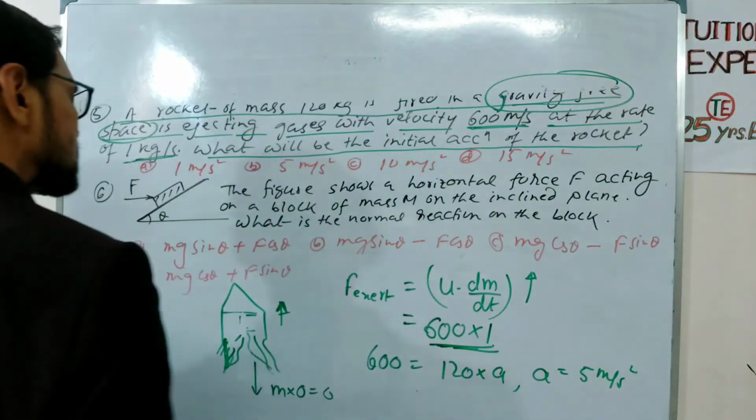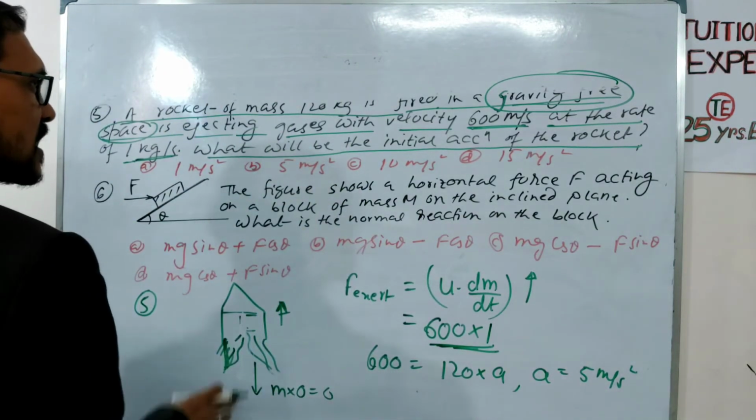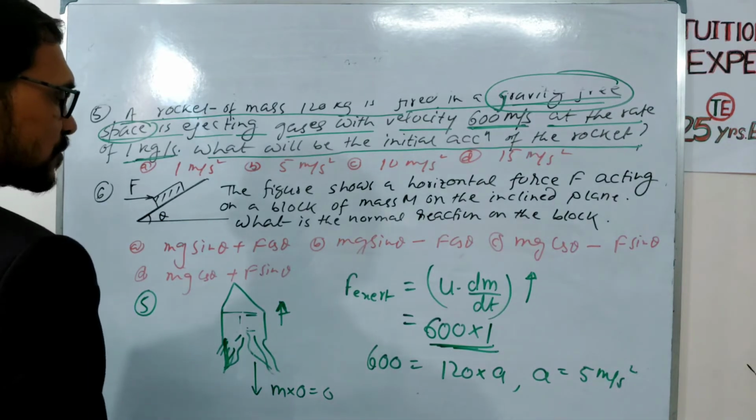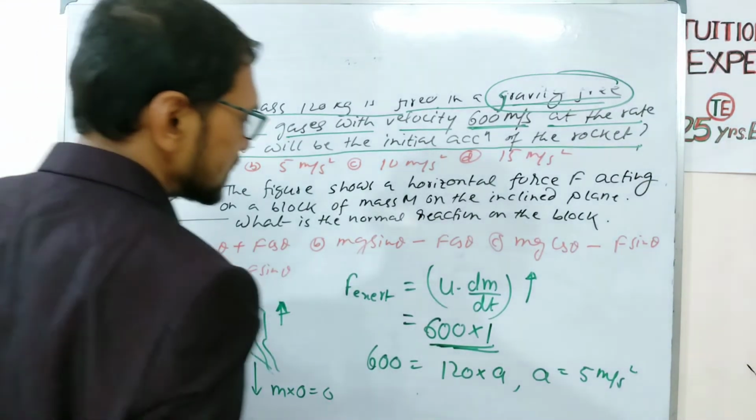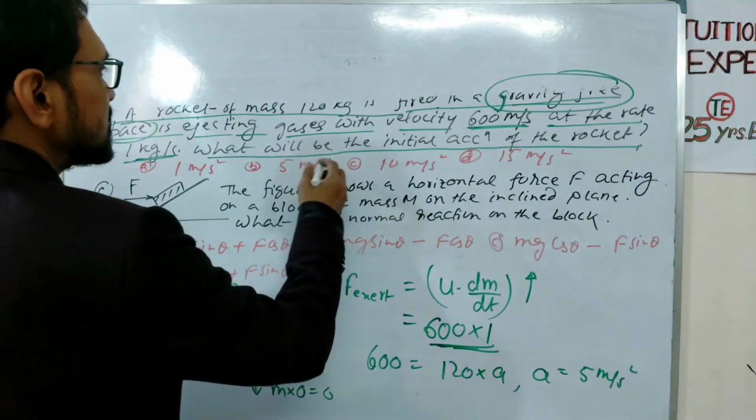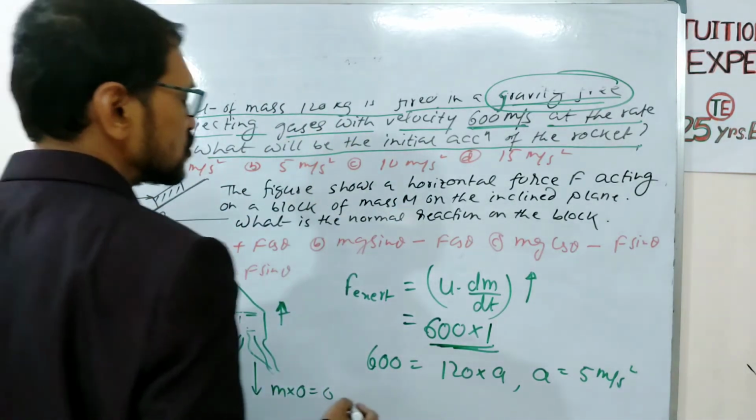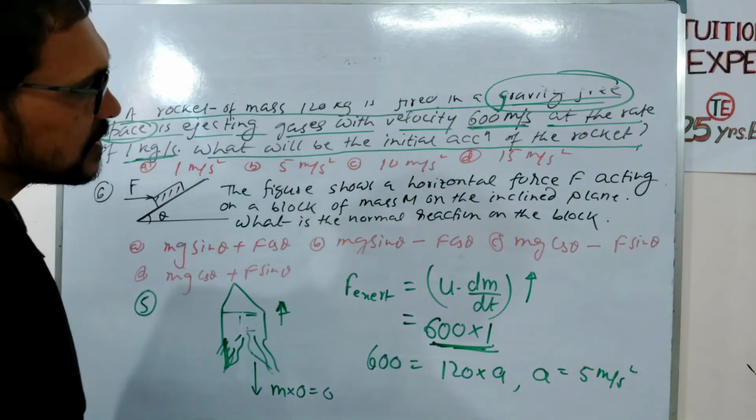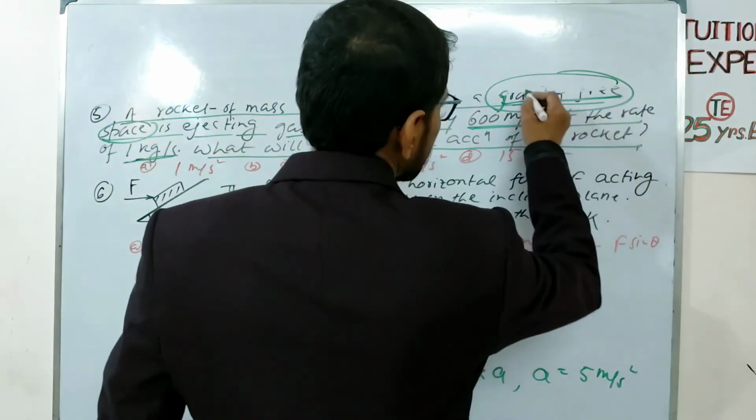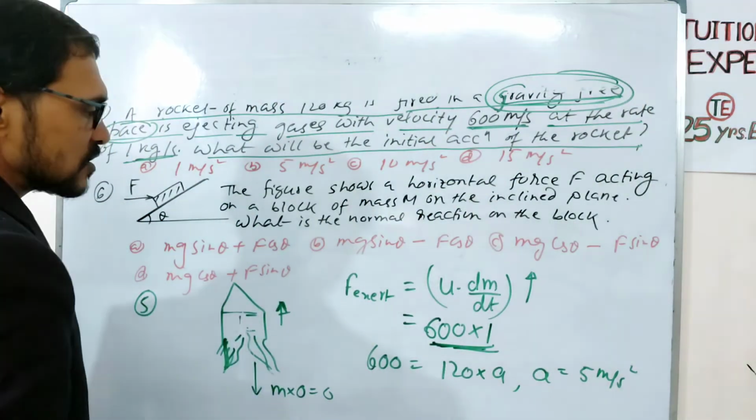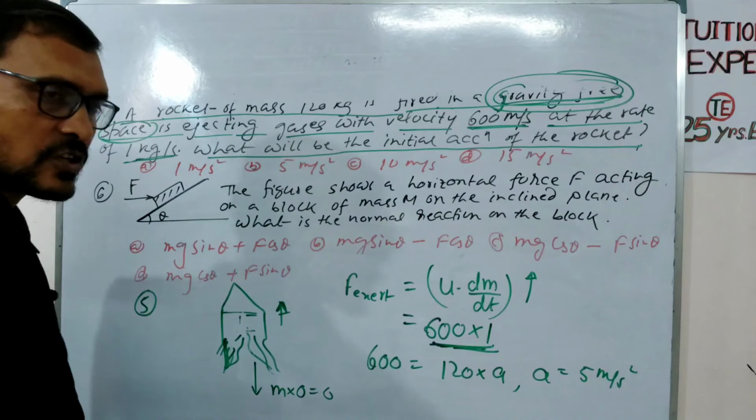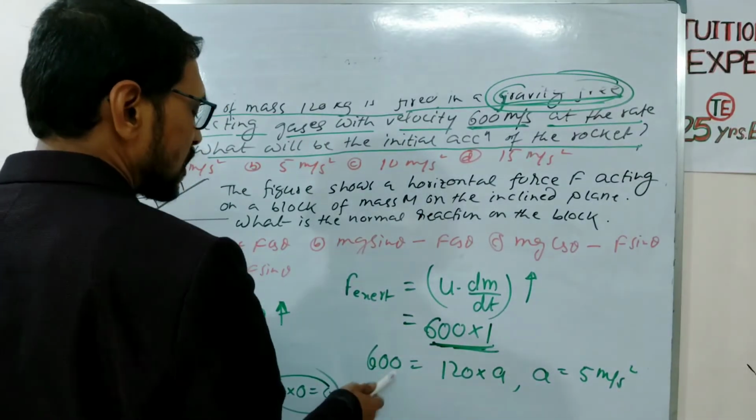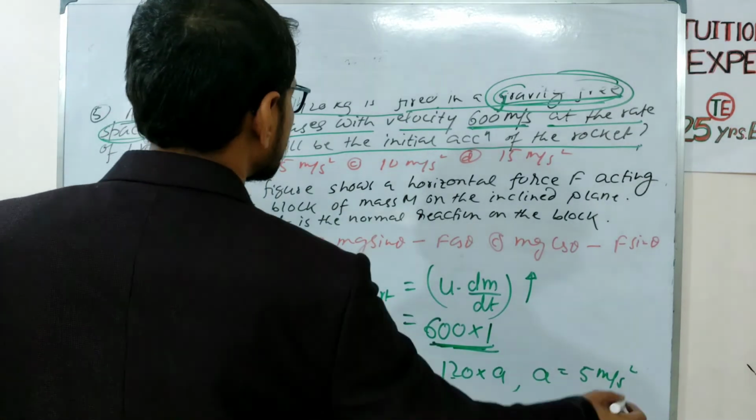Gravity free space means there is no weight acting in the downward direction. If there is gravity, that is if the rocket is launched from the earth surface, then the rocket cannot lift because weight will be mg, that is 120 into 10, 1200 Newton. Now upward force is 600, so this cannot move. But here the question is gravity free space, so no weight acts downward, only force acts upward. So this upward force 600 equals mass into acceleration.